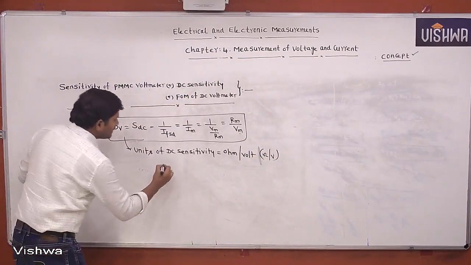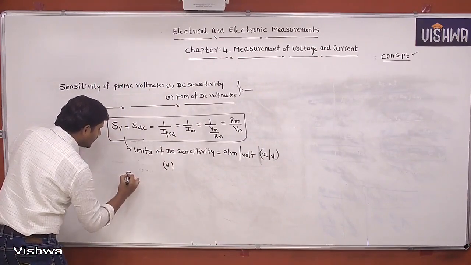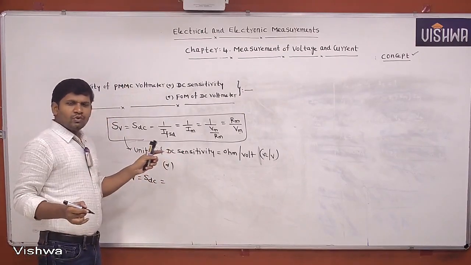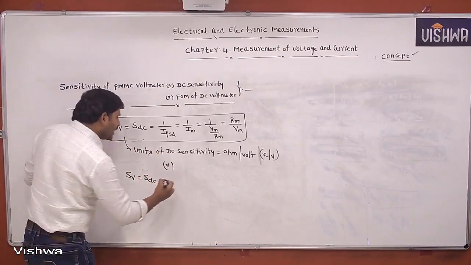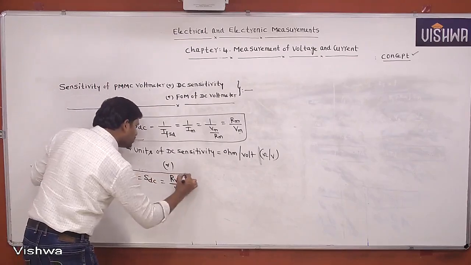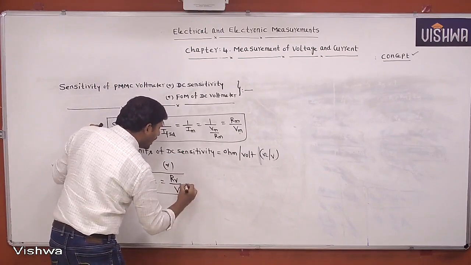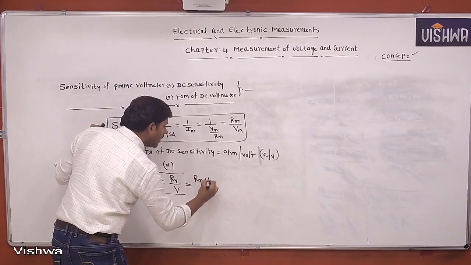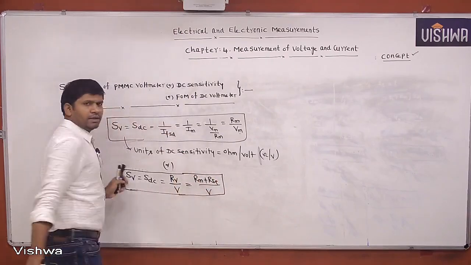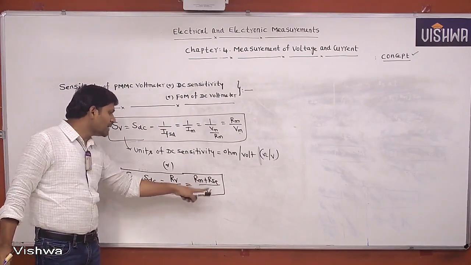The sensitivity is also written like this. The DC sensitivity SV or SDC is equal to, once we convert it into a voltmeter, the total input resistance of voltmeter RV divided by the total voltage measured. Then what is RV equal to? RM plus RSC. So it is RM plus RSC by V. This is also ohm per volt.